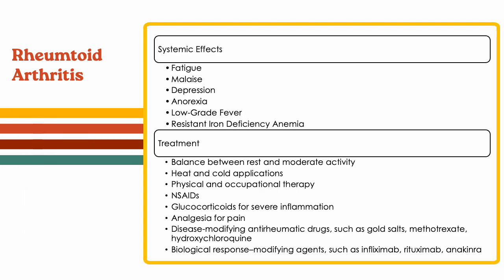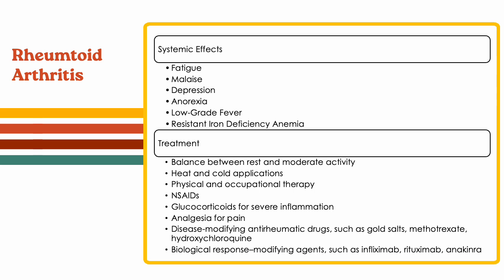So what I just talked about were localized effects. You do have systemic effects that can occur, such as fatigue, malaise, anorexia, decreased appetite, low-grade fever. You are resistant with your iron deficiency anemia, so it's unable to be treated. And yes, because of the pain, people can go into a depressive state.